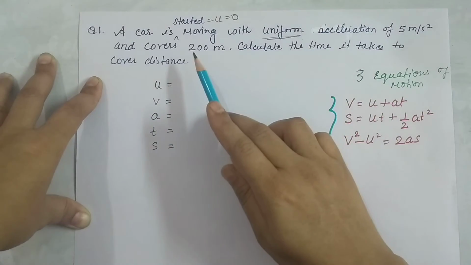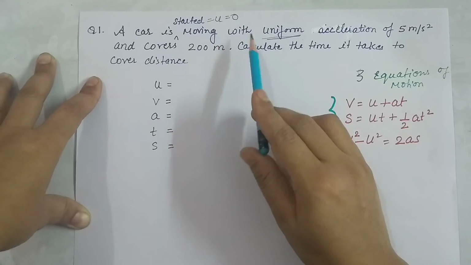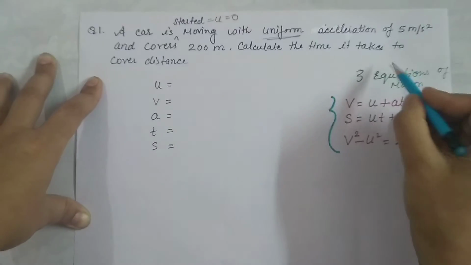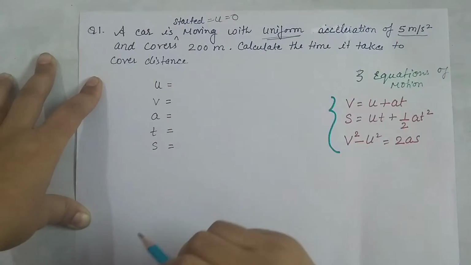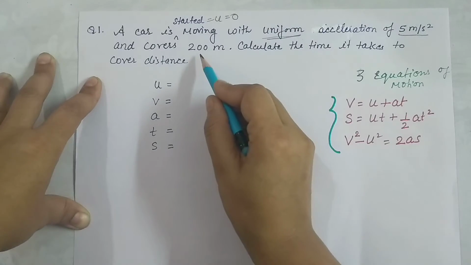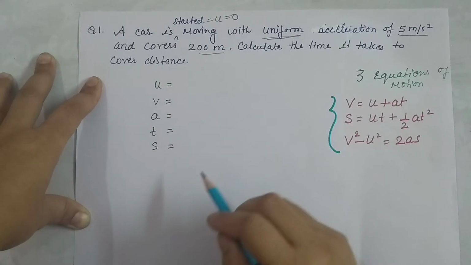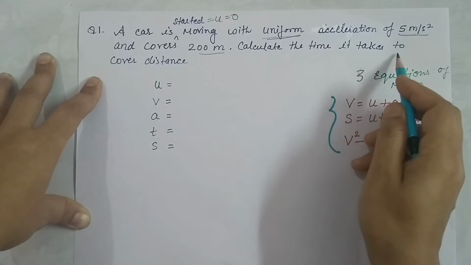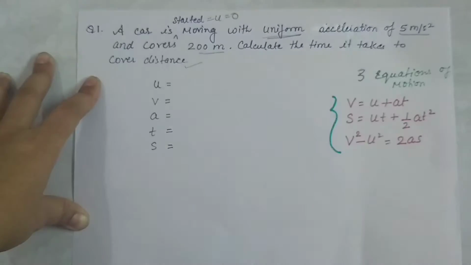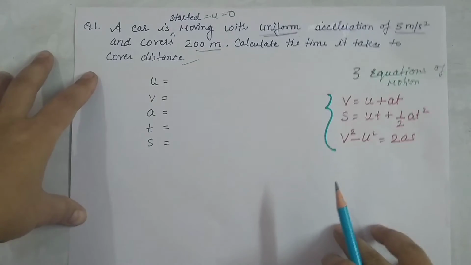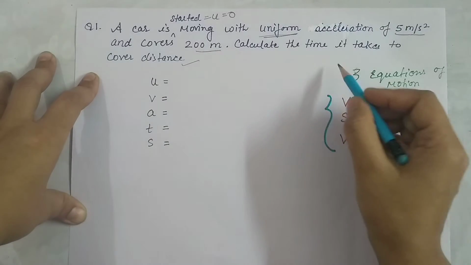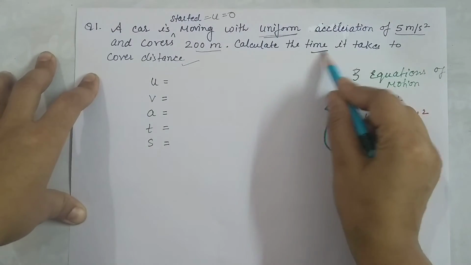So this car is started moving with uniform acceleration of 5 meter per second square and covers 200 meter. Calculate the time it takes to cover the distance. So here the question is very easy. We have to calculate the time.